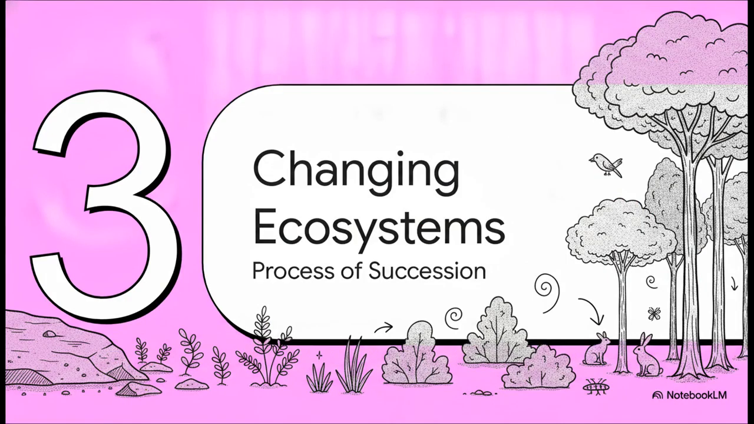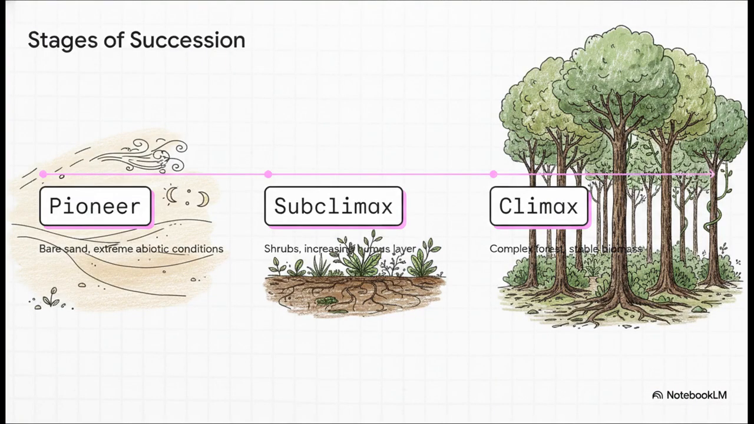All right, on to Section 3, succession, changing ecosystems. Let's explore how environments totally transform over time through this really incredible, predictable process. You can think of succession as an ecosystem's life story, and exams always want you to track this timeline. It kicks off at the pioneer stage. Imagine a barren sand dune facing harsh winds and crazy temperatures. Over decades, as those tough early plants die, they build up a nutrient-rich humus layer in the soil. That transitions the area into the subclimax stage, where shrubs can finally take root. Give it enough time, and it hits the climax stage, a highly stable, complex, deeply interconnected forest.